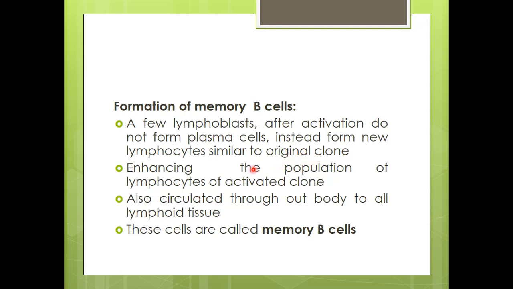Now, this formation of the new lymphocytes similar to the original clone enhances the population of the lymphocytes of the activated clone. These cells are called memory cells, and in case of B lymphocytes, memory B lymphocytes. Now, these memory cells are also circulated throughout the body to be lodged in the other lymphoid tissues. The memory T cells are also formed in the same way as the memory B cells, in case of cell mediated immunity.